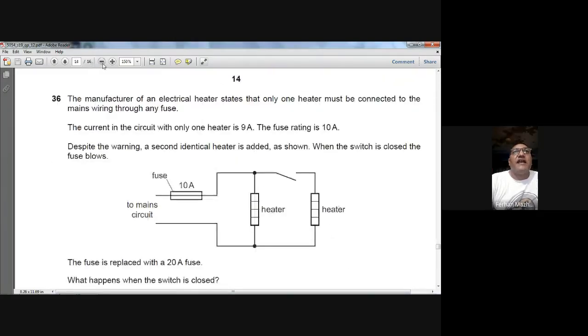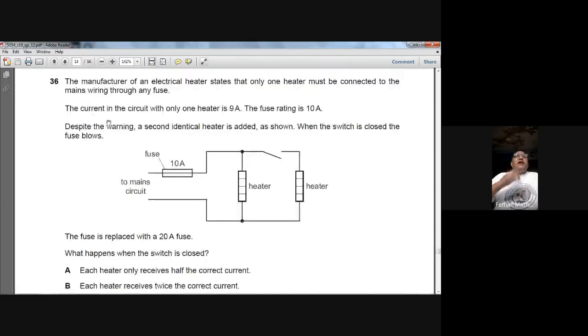Okay, on your screen we have the next question. The manufacturer of an electrical heater states that only one heater must be connected to the mains wiring through any fuse. The current in the circuit with only one heater is 9 ampere. The fuse rating is 10 ampere. Despite the warning, a second identical heater is added as shown. When the switch is closed, the fuse blows.